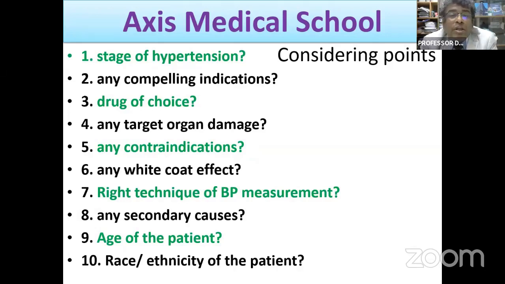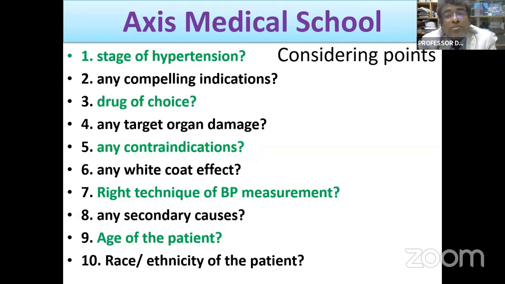If we don't control the secondary causes or don't treat the secondary causes properly, this patient's blood pressure may not be controlled by 1, 2, 3, 4 or 5 antihypertensive drugs. So we have to look for any secondary causes before starting the treatment, when you assess the patient with hypertension. Hypertension diagnosis is very easy, but to start its management, we always have to be cautious.